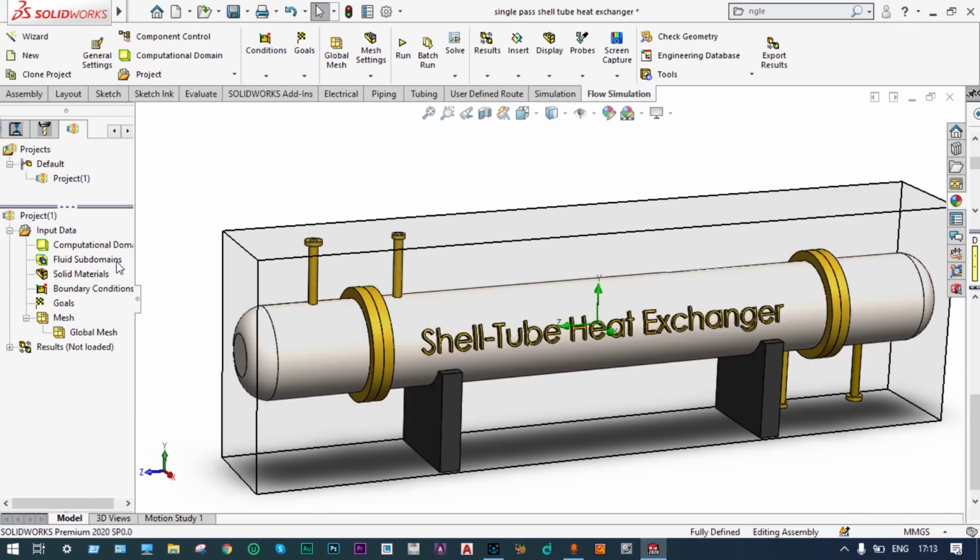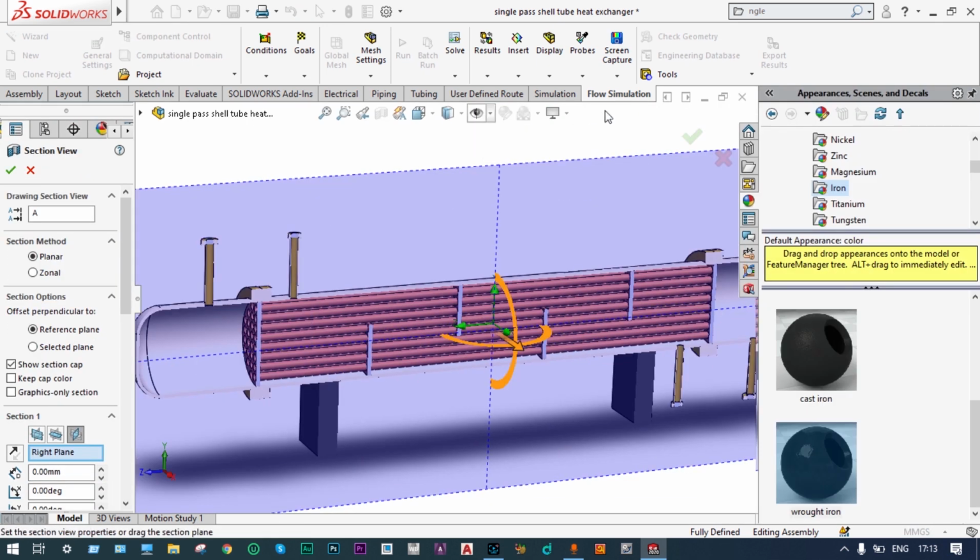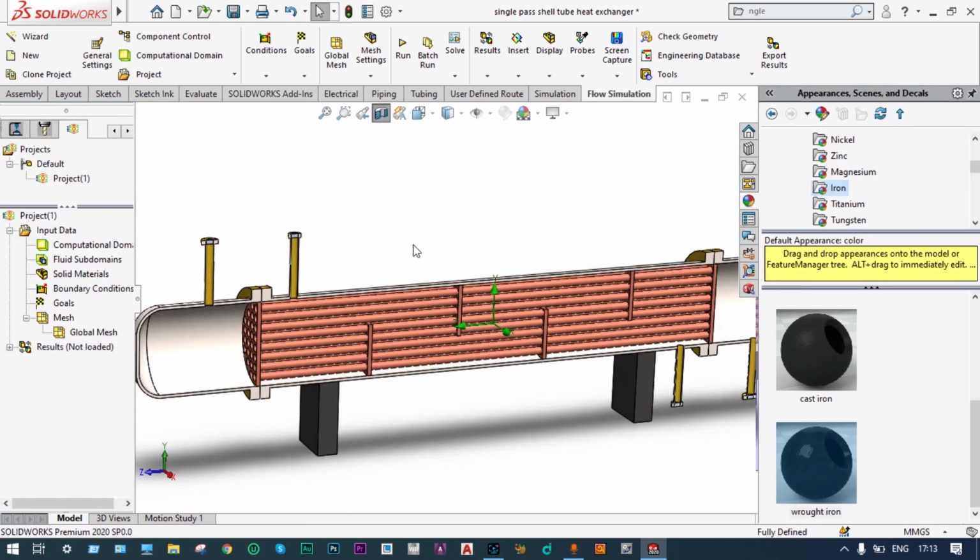We can hide this computational domain. We have to provide fluid subdomains because we have 2 different temperature liquids: water at 100 degrees centigrade as the main fluid, and coolant working as water at 20 degrees centigrade. So we are providing fluid subdomains. And one thing, for providing fluid subdomains, it is suggested to have a sectioned view of this model. In that case, we can provide fluid subdomains in a better way. Let us cut it along the front plane. Green check. Now we can provide fluid subdomains.